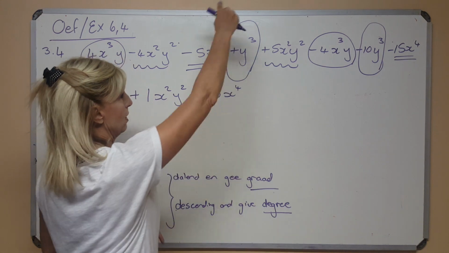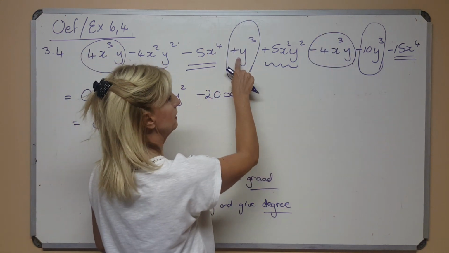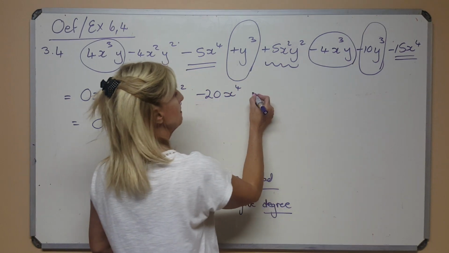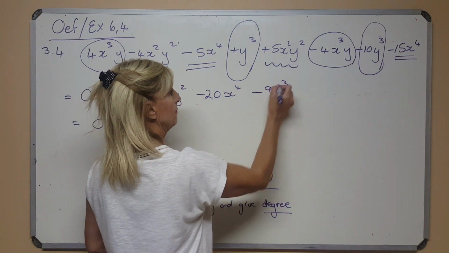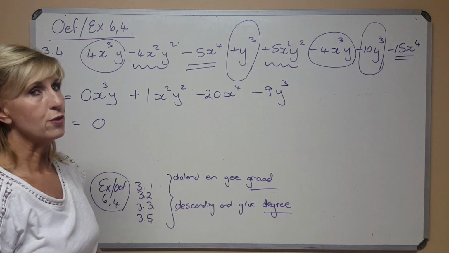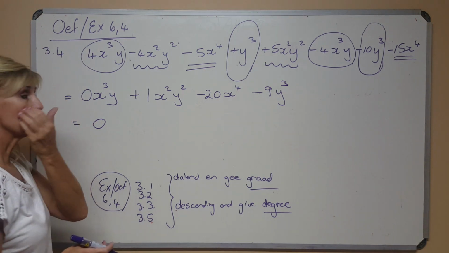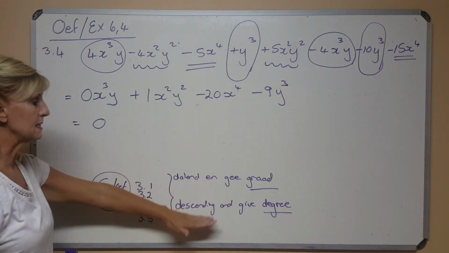The last one, the long loops, was plus 1. And minus 10, that gives me minus 9 of the same, the y to the power 3. Now the question does also ask that it must be in descending order.